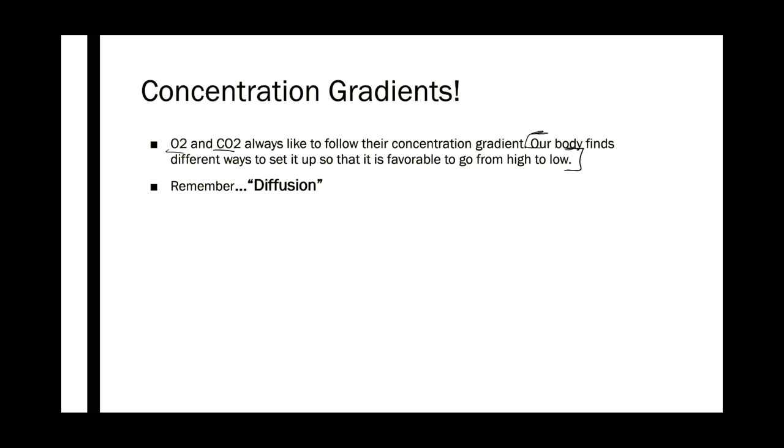Our body finds a way to set it up so that it's favorable for one of these gases to go from high to low when our body wants them to, and when it intuitively makes sense that they should. There are several different mechanisms that our bodies use, but basically, it's always set up so that, for instance, at the tissues, when we want to drop off oxygen from hemoglobin, the buffer system and everything, and then the partial pressures of oxygen, everything is set up so that oxygen can be unloaded into the tissues. So hence diffusion.